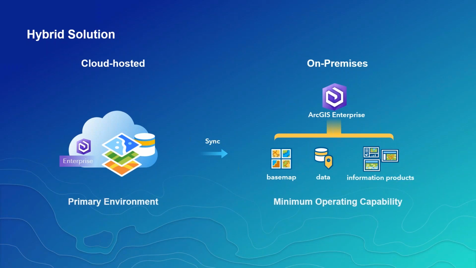There's going to be some minimum operating capability. You need base maps, you need some level of data, and you need some information products. So maybe those dashboards that Ryan showed, and you pick that minimum level, and then you make sure those things stay in sync, so that if you were to lose connectivity to the internet, you would still have some ability to do things behind your firewall. So this is another simplified, very practical example of how to get high availability.